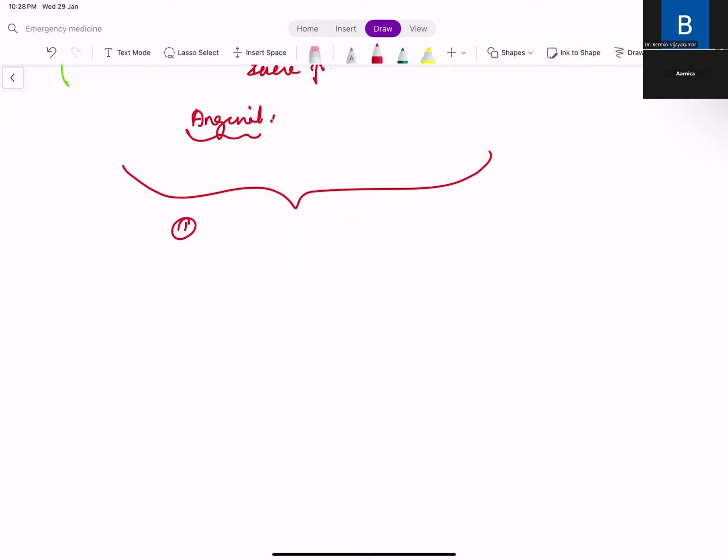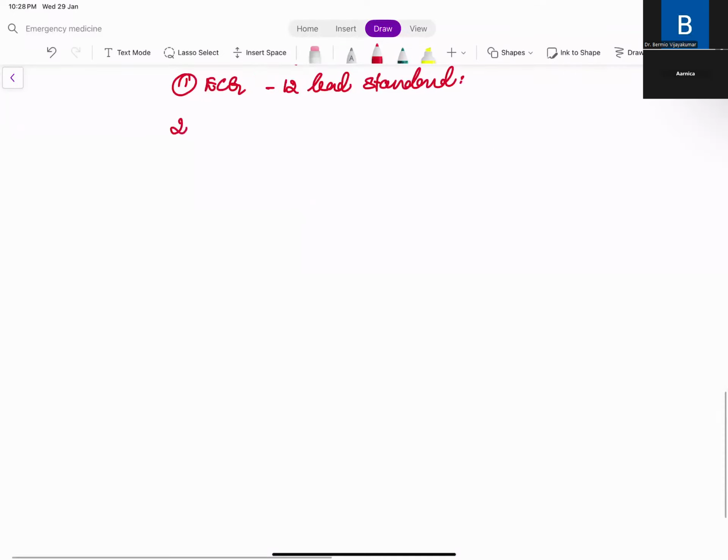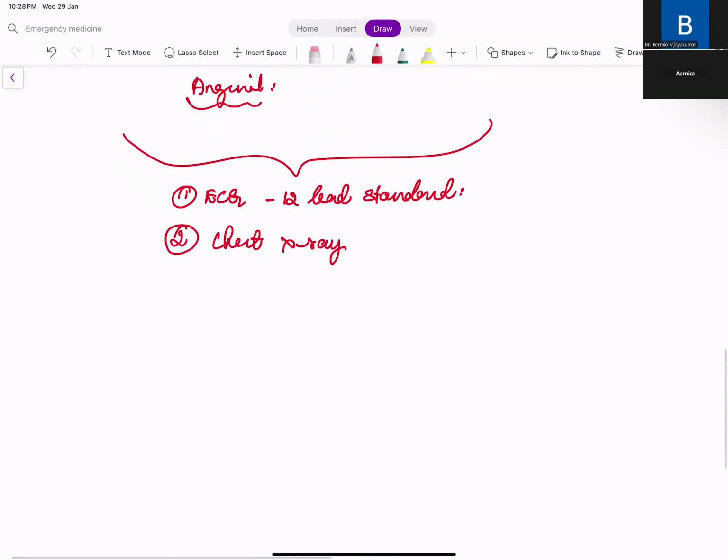So since by history we have come to a conclusion that it could be a cardiac cause, what you do next is do an electrocardiogram. It's a 12-lead standard electrocardiogram. We may have X-ray facilities there, but if at all one investigation you have to do in any case of chest pain, and one investigation which you have to do in any case of abdominal pain, it will always be an ECG.